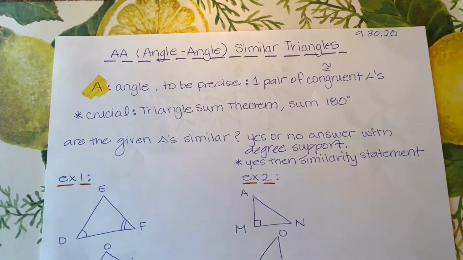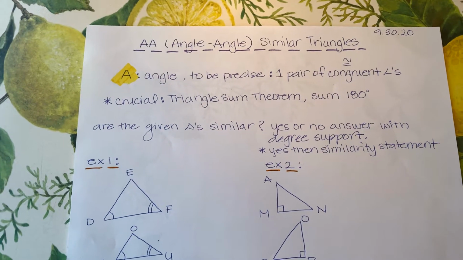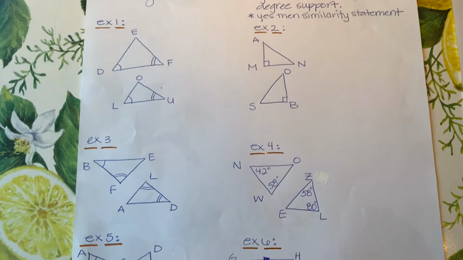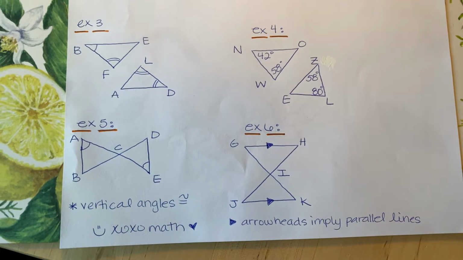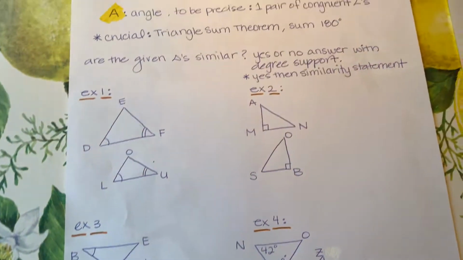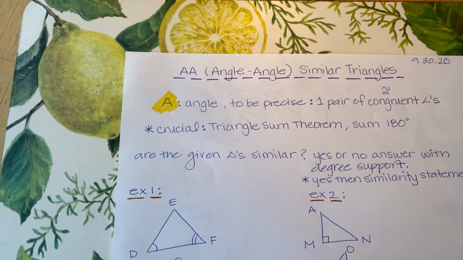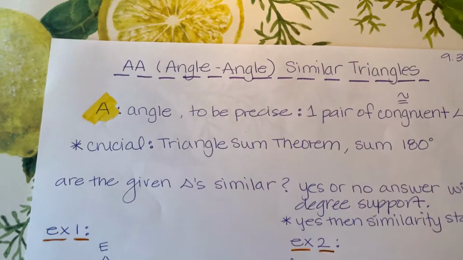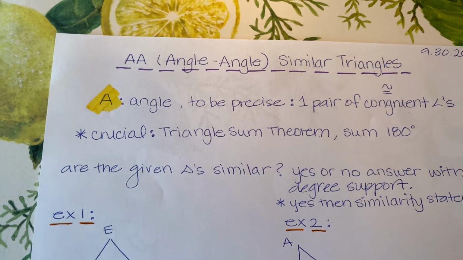Hello. This lecture will be angle, angle, similar triangles. All right, here we go. You did this with congruency, so we're now with similarity. A stands for angle, not sides, angle.